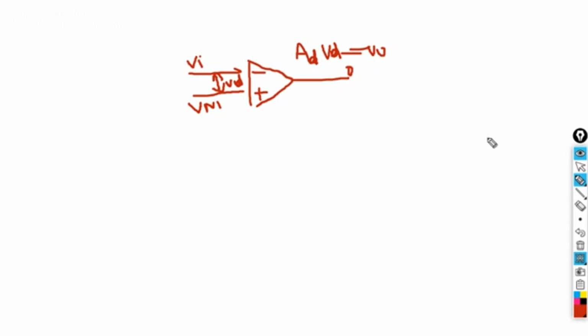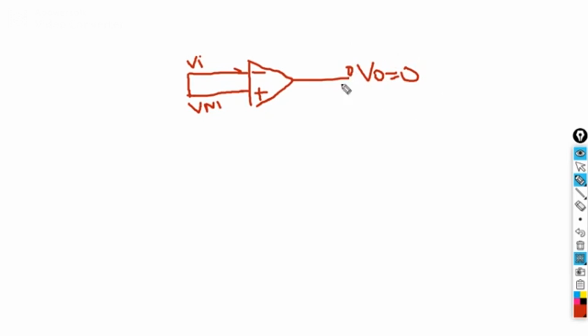Now what will happen if I short these input terminals? Whether my output V0 is 0? No, the answer is no. If I short the input terminals, the output is not 0. There is a small voltage at the output.